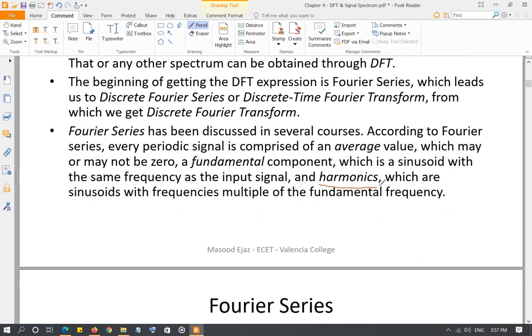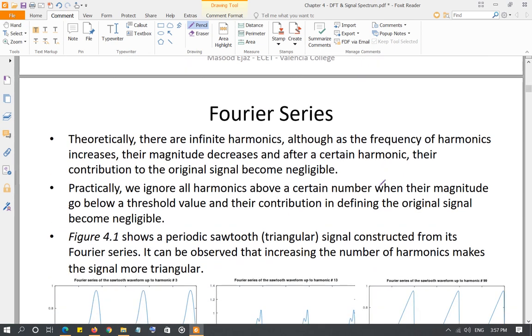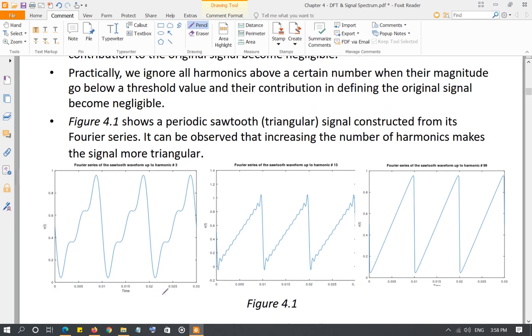Okay, so how do you mathematically define the Fourier series? There are three ways to define the Fourier series. And before we go there, I just put in a few figures to show you the Fourier series of a triangular or sawtooth signal.